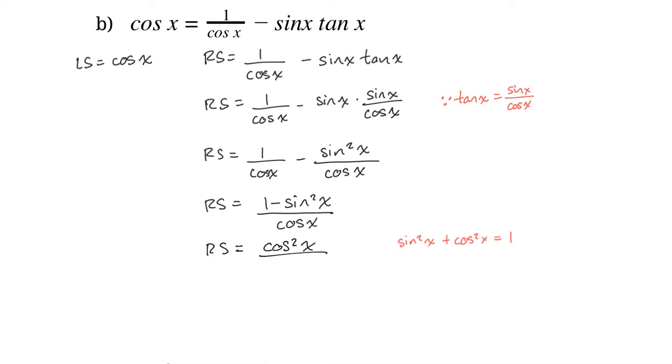So we have cos squared x over cos x. And we can do that substitution because of the Pythagorean identity. And using our exponent laws, cos squared x over cos x is just equal to cos x. And this is exactly what we have on the left side. So our left side is equal to the right side. And then we're done. We've proved this identity.